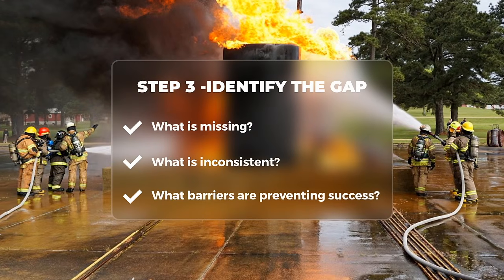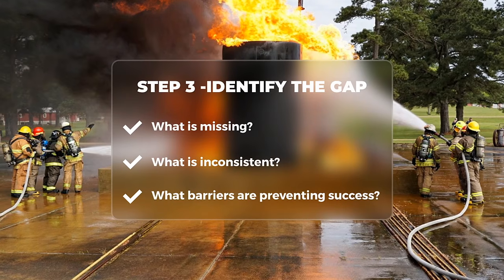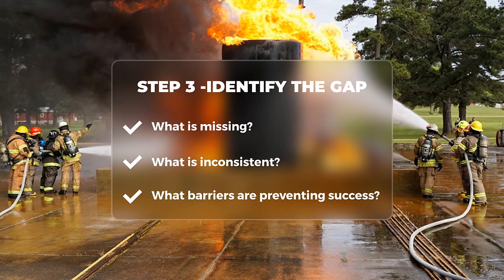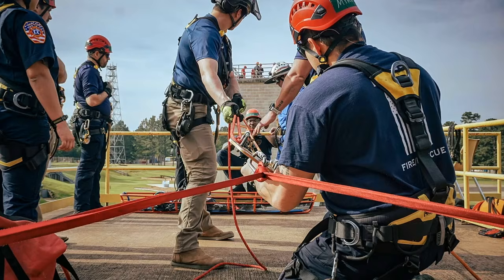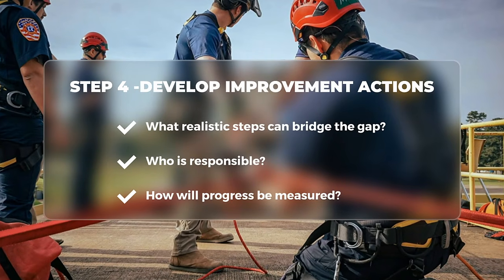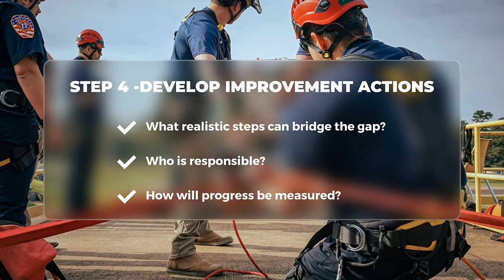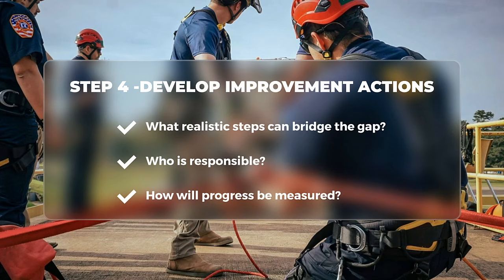Step 3. Identify the gap. Ask, what is missing? What is inconsistent? What barriers are preventing success? Step 4. Develop improvement actions. Ask, what realistic steps can bridge the gap? Who is responsible? How will progress be measured?